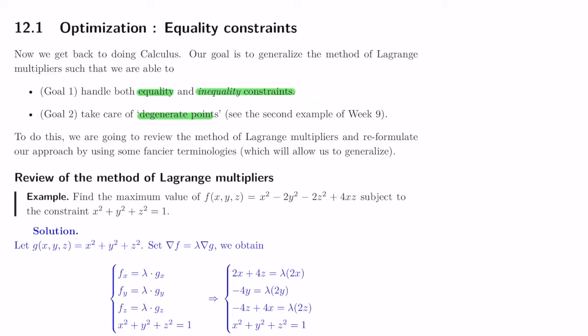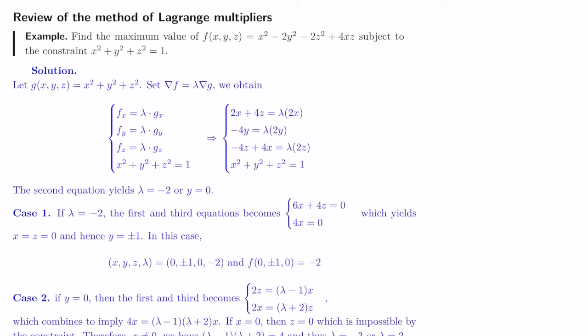In particular, we're going to review what we have done in Calculus 3, but perhaps rephrase it in a much more fancy way. Let's look at an example. So we're going to do a little review of the method of Lagrange multiplier from Calculus 3. This is a standard question from Calculus 3. Find the maximum value of a function subject to the constraint x squared plus y squared plus z squared equal to 1. As usual, the first thing you do is let g be the constraint function. So g, in this case, is x squared plus y squared plus z squared.